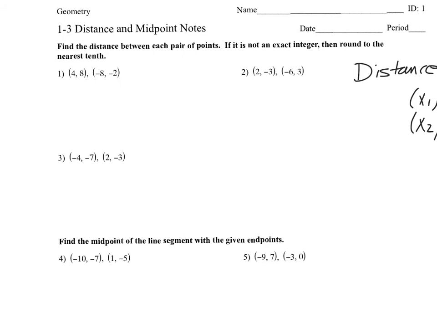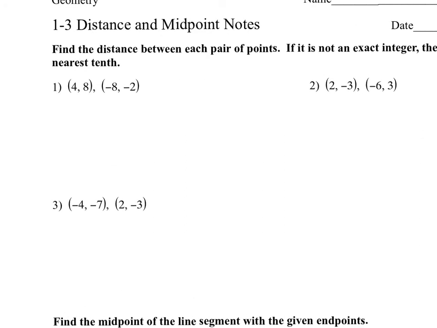One of the first things you may want to do is label. Okay, let me make this just a little bit bigger. Okay, so like you do x1 and y1, then x2, and then y2. So you just use the formula. So negative 8 minus 4 squared plus the negative 2 minus 8 squared.